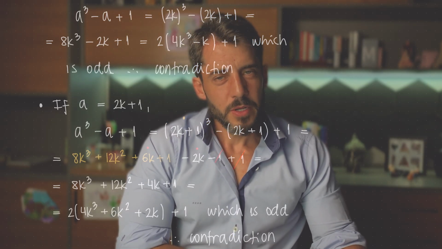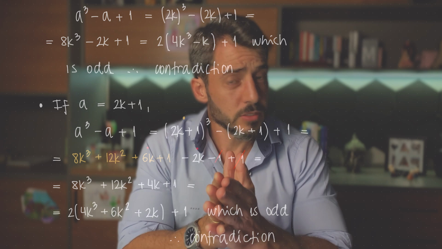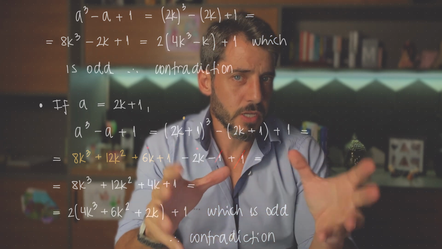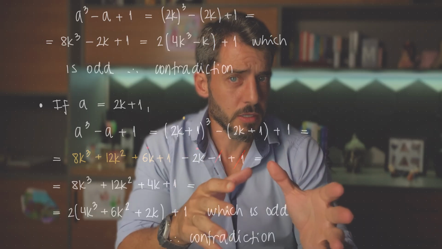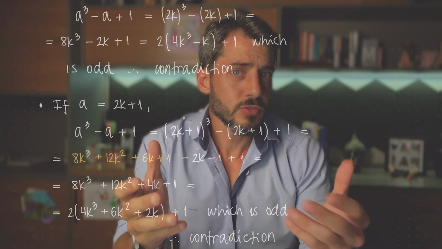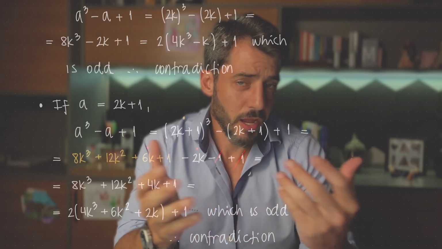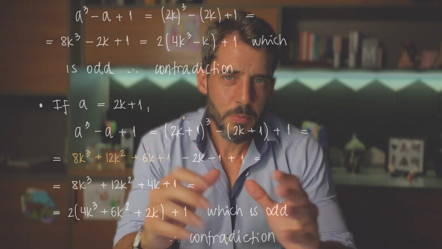And how did parity help us in this exercise? Well, we analyzed the only two possible cases for a. Either a was an even number or an odd number. And breaking it down into these two cases allowed us to conclude by contradiction that actually a cubed minus a plus 1 is odd for all positive integers.